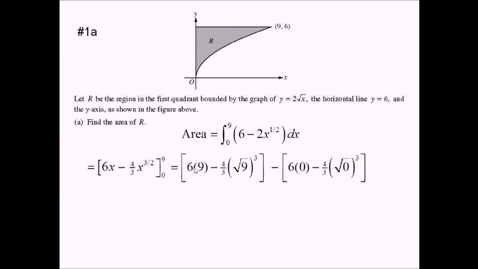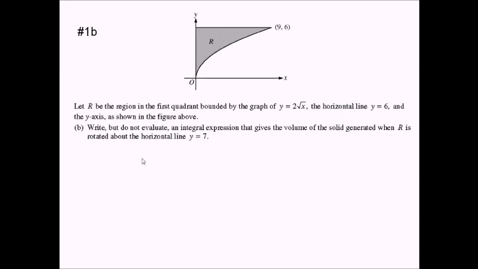We've got 54. And then square root of 9 is 3, cubed is 27, 4/3 times 27, well, 27 divided by 3 is 9, times 4 is 36. So this is 54 minus 36, which is 18.